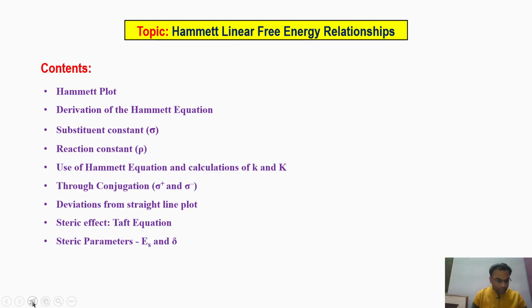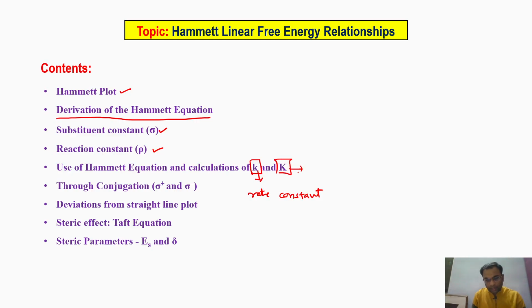In this lecture, we will discuss the Hammett plot first, then we will study the derivation of the Hammett equation, substituent constant, reaction constant, use of the Hammett equation, and calculation of small k, which is nothing but the rate constant, and the capital K, that is the ionization constant. Then we will study the new set of substituent constants, that is sigma plus and sigma minus.